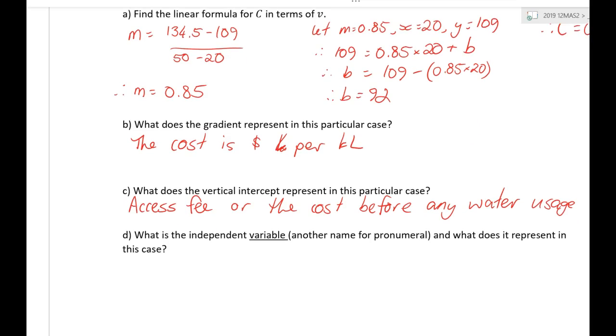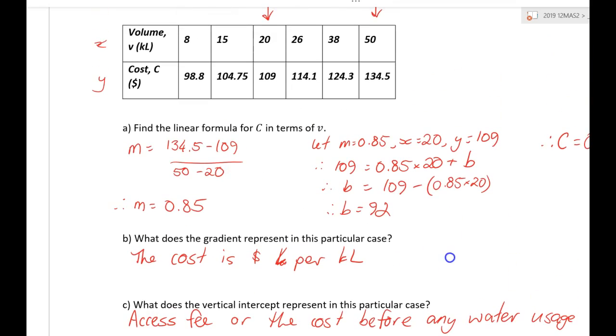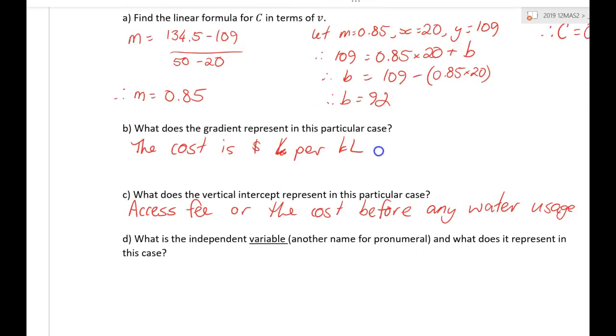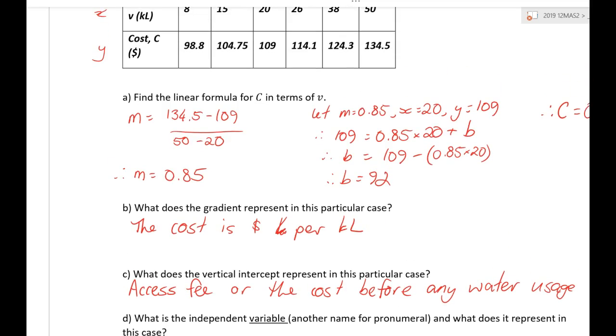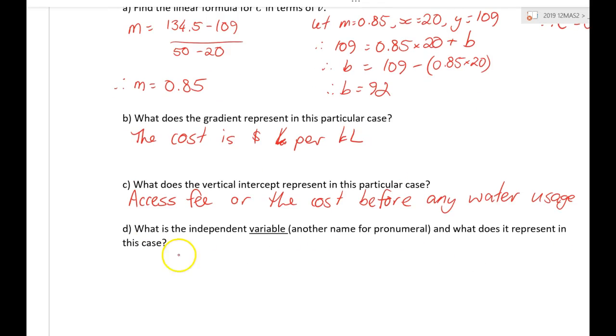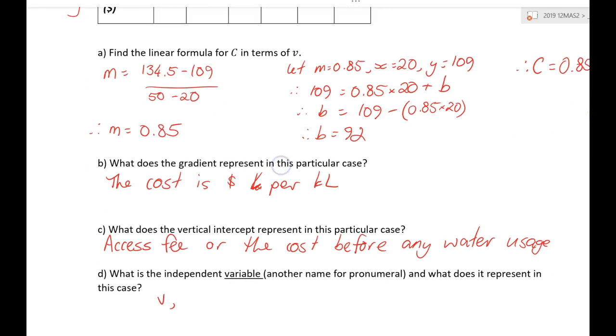And what is the independent variable? Okay, the independent is the horizontal axis, right? It's like the x goes across, x looks like a cross, another name for perennial. What does it represent in this case? So it's the top line, it's the horizontal axis on a graph. That's what would normally be the x. Right, it's independent because we make up the x's. Y depends on x. We use x to find y. So, my independent variable is v. And what does it represent? The volume of water used.